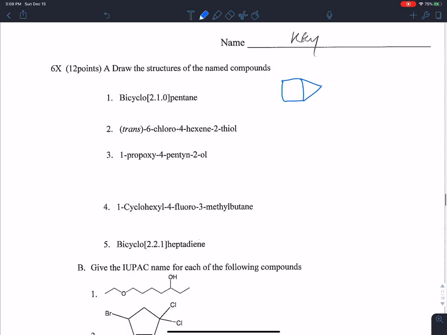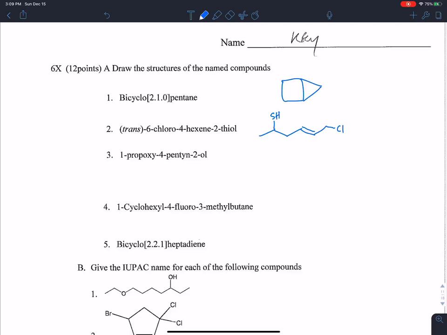Next one, trans 6-chloro-4-hexene 2-thiol. So total thing is a hexene on a 4. So 1, 2, 3, 4. Like that. 2-thiol. SH. I did make it trans. 2, 3, 4, 5, 6. 6-chloro, like that. I think that's it.